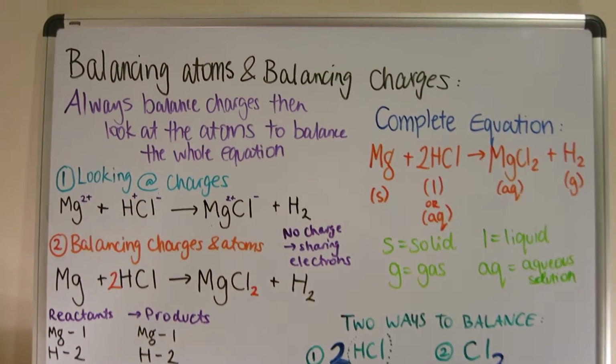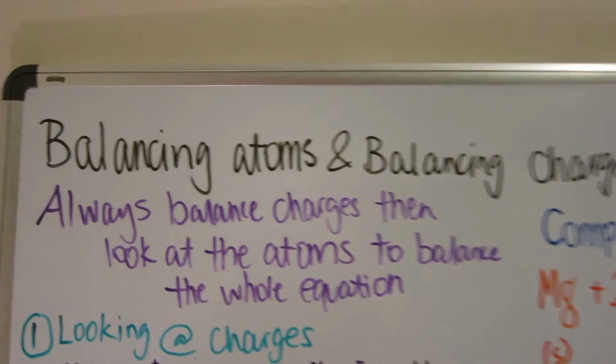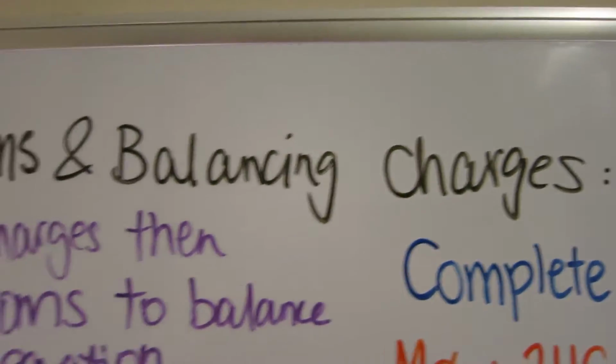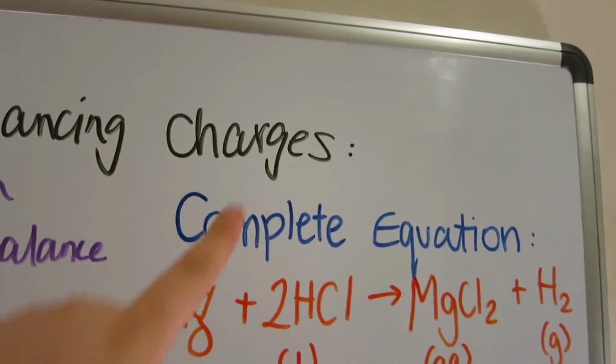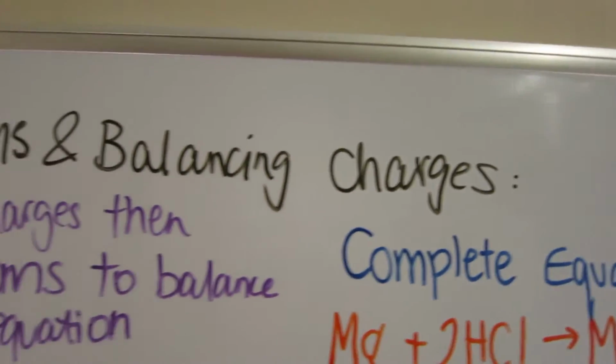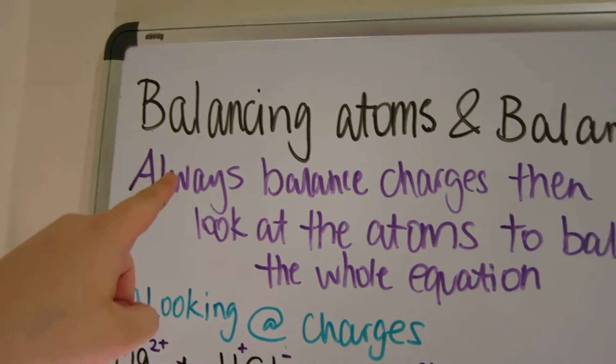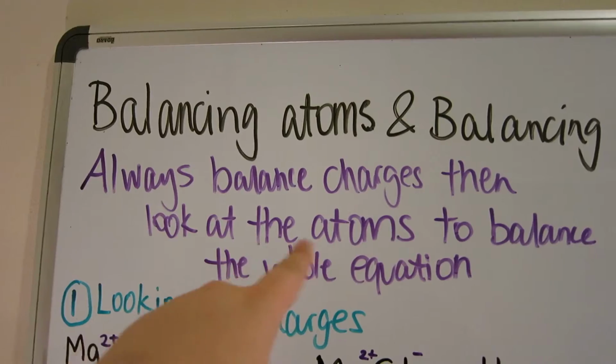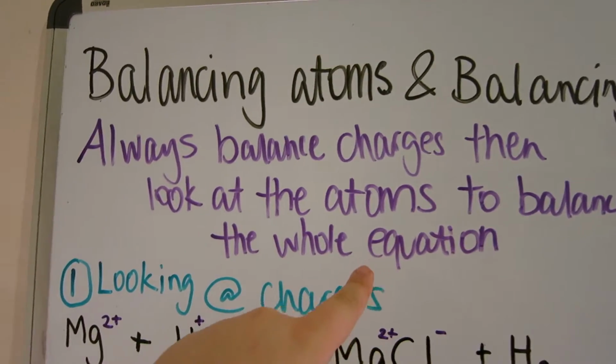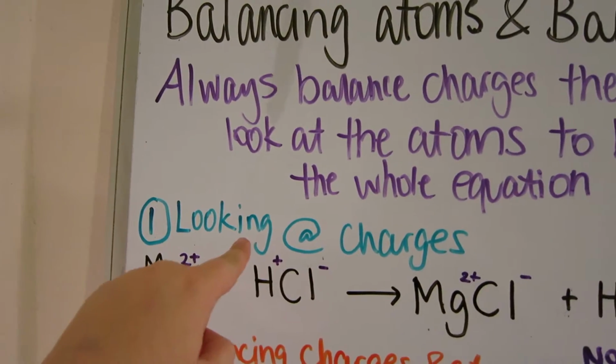Moving along, we've now got balancing of atoms and balancing of charges. So, to get our complete equation, we need to do a fair few things. We always have to balance the charges and then look at the atoms to balance the whole equation. So, first, let's look at an example.